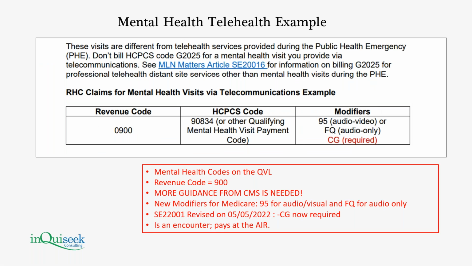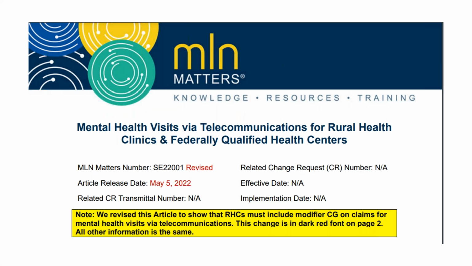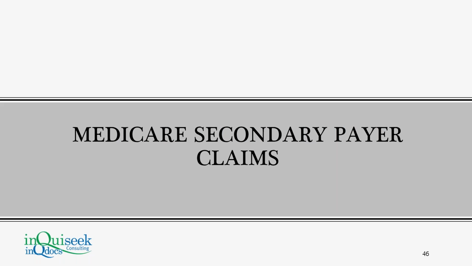Okay, but our mental health telehealth does count as an encounter, and it does have the CG modifier. We also need one of two other modifiers, a 95 or an FQ modifier. And I know I'm running so close here. And here's our Medicare Matters. We are still limited to the 7 mental health codes that are on the qualifying visit list for these communications.